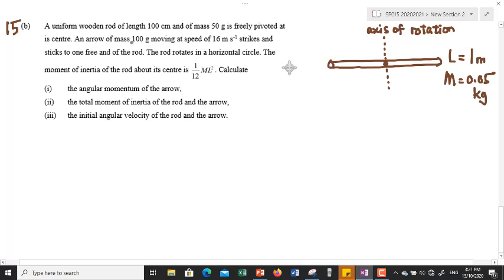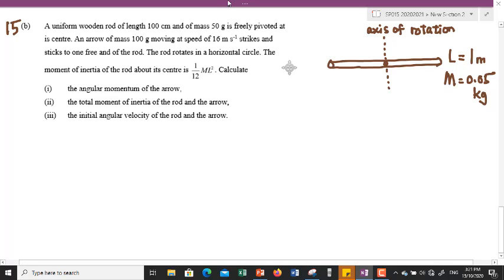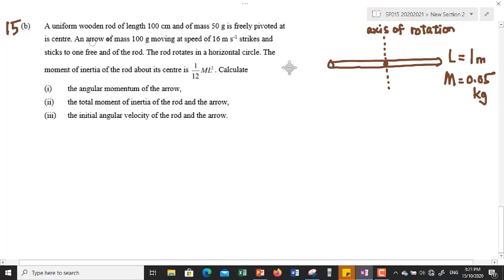So an arrow of mass 100 gram moving at the speed of 60 meter per second strikes and sticks to one free end of the rod. Okay. So we have an arrow, this is my arrow, and it is moving with the speed of 16 meter per second and it strikes and sticks on one free end. So the arrow will strike on this free end and then it sticks on the rod.